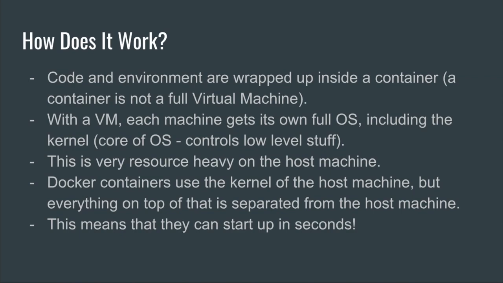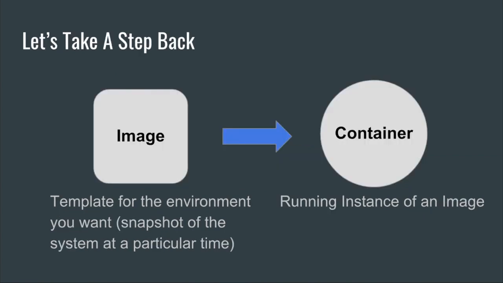With Docker, the container uses the kernel of the host machine, but everything on top of that is separated from the host machine, so it takes it a level up. And this means that they can start up in seconds. So taking a step back from that, with Docker, first of all, we have images, and an image is a template for the environment you want. It's a snapshot of the system at a particular time, and a container is an instance of an image that is running. So if we want to Dockerize our application, the first thing we have to do is create a Dockerfile which defines this image, and then we can run this image as a container.